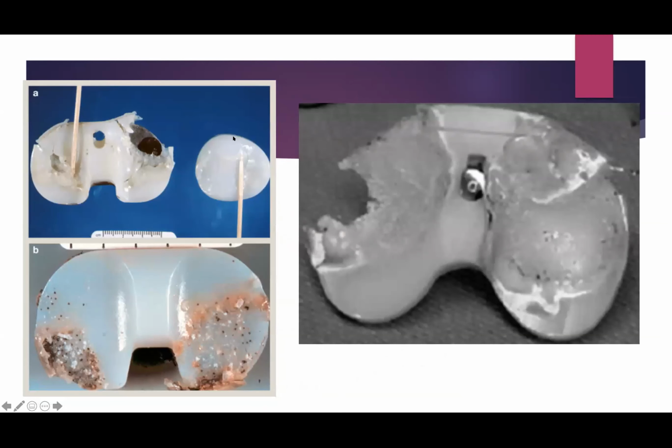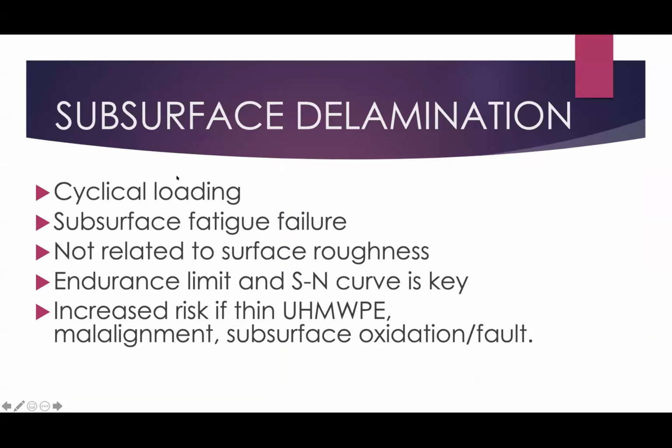Now, this is the type you see in the knee, and it's basically where you get catastrophic wear or subsurface delamination in the thin layer beneath the surface. Basically this occurs because the material is cyclically loaded, which is something called fatigue failure. It's not related to surface roughness. And the key point is to understand the SN curve and endurance limit. There's an increased risk if you've got a very thin poly, or it's malaligned, or something goes wrong during one of the 5 stages of manufacture that I spoke about earlier.